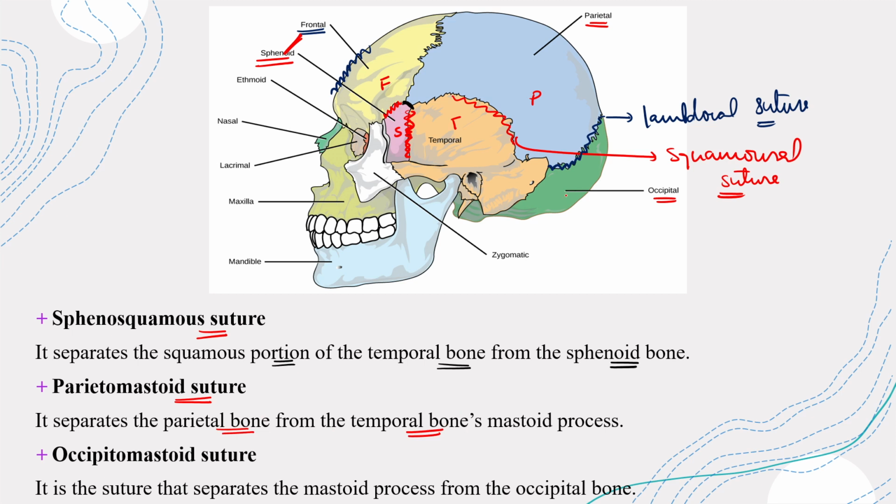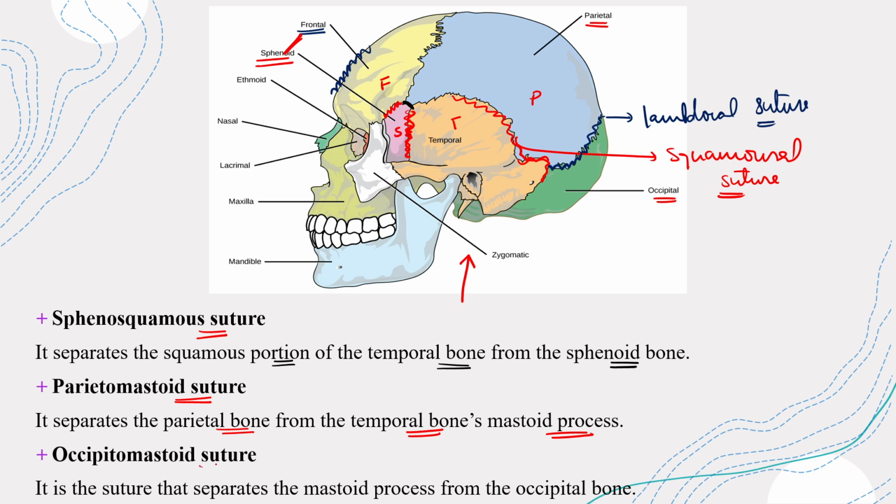So this is your parietal bone, and this is your temporal bone. It separates your parietal bone from the temporal bone in the area of your mastoid process. You are able to see the parieto-mastoid suture when you see the skull from the downside.